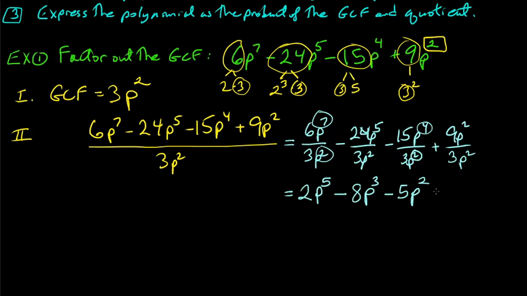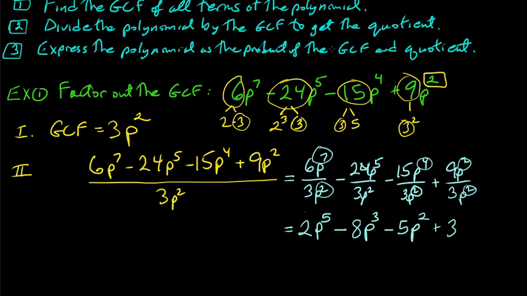Yeah, 4 minus 2 is 2. And then 9 divided by 3 is 3, and then 2 minus 2 is 0, so this is p to the 0. But remember, p to the 0 is just 1, right? So there you go. That's step 2. Divide the polynomial by the GCF. This is what we call the quotient. At least we did in the last section, right?